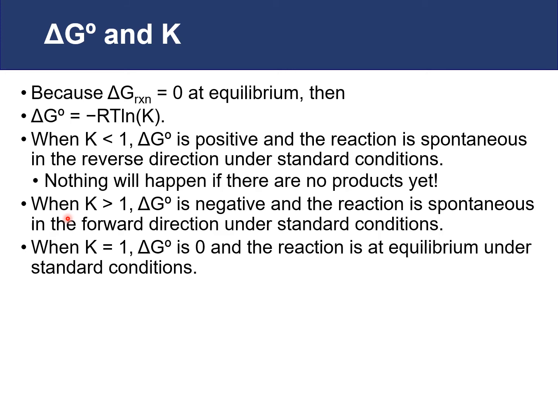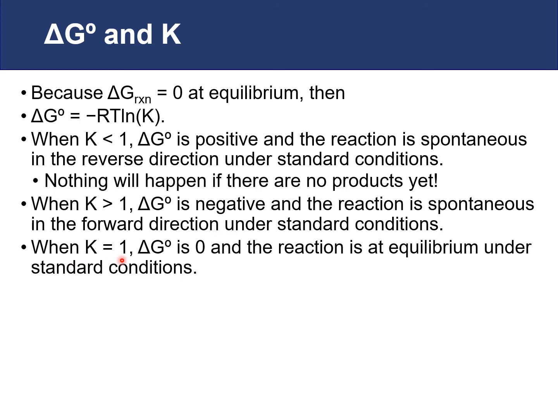When our K value is greater than 1, the delta G naught is going to be negative. Plugging into our equation, we take the natural log of a value greater than 1, which would be a positive number. So we have negative times a positive times a positive times a positive, which gives us a negative value. Delta G naught is therefore negative, and the reaction will be spontaneous in the forward direction under standard state conditions.